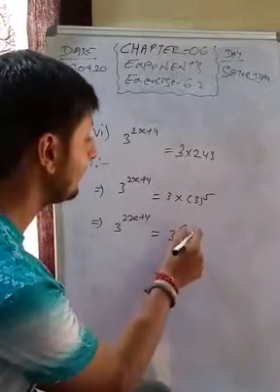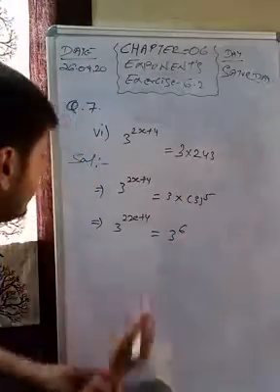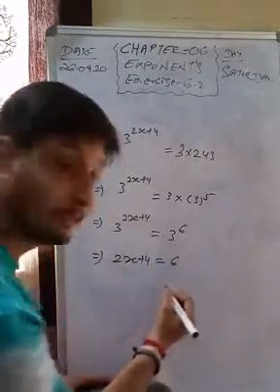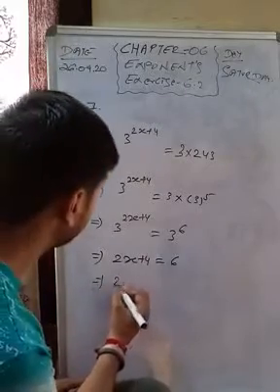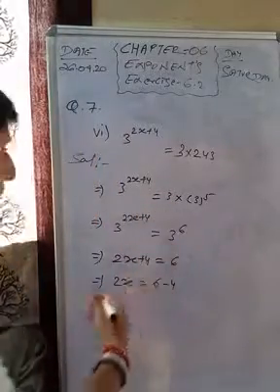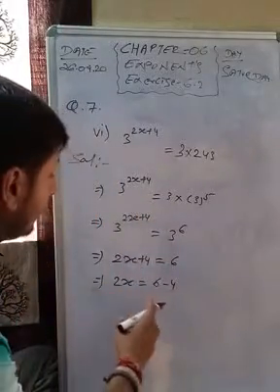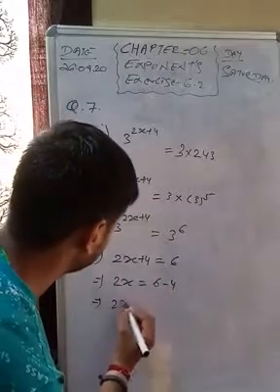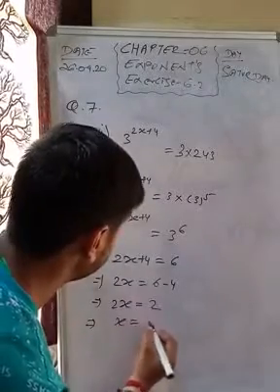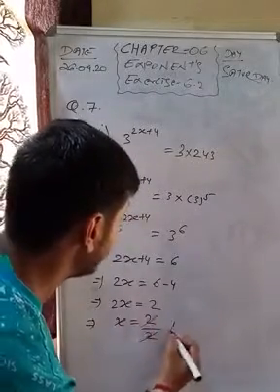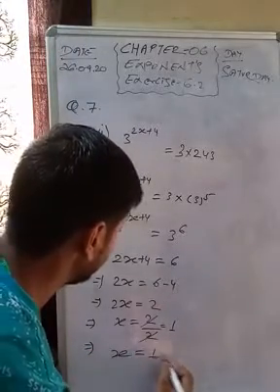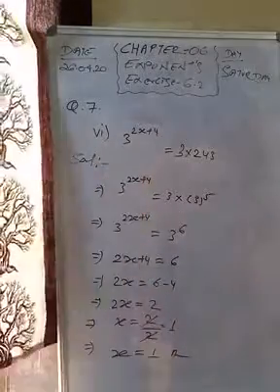1 and 5 are added and we get 6. Then the next step: 2x plus 4 equals 6. Then the next step: 2x equals 6, transferring the 4 to the right-hand side. So 2x equals 6 minus 4, which equals 2. So x equals 2 by 2, cancel, 1. So x equals 1 is your answer. Write it down.